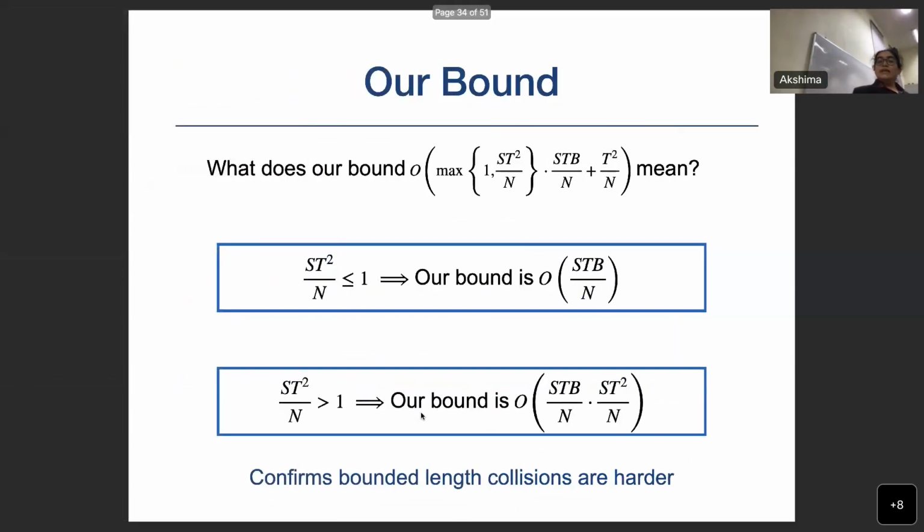The other case is when ST squared over N is greater than 1. In that case, our bound is STB over N times ST squared over N. So even though we don't know if the conjecture is true or not, we still know that Merkle-Damgård is not as bad as ST squared over N. It is still linearly bad as your length grows. As your applications allow longer and longer lengths, worse and worse is the security guarantee of Merkle-Damgård. So this confirms that bounded length collision finding is harder, and this was our result.